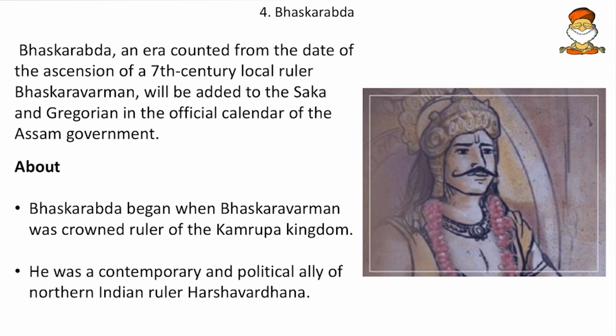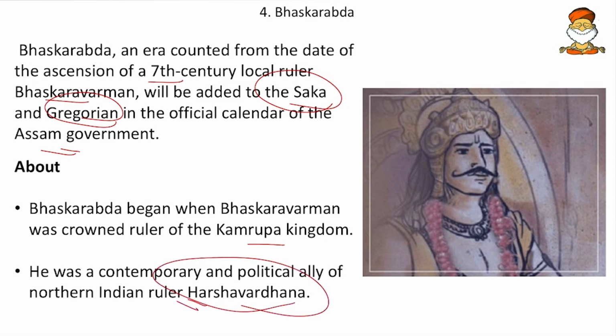Then Bhaskarabda. Bhaskarabda was an era counted from the date of the ascension of 7th century local ruler Bhaskar Varman. And this era will be added to the Saka and Gregorian calendars. So friends, now it is already present in the Assamese calendar, and this era is again added to the Saka and Gregorian calendar now. And more about Bhaskarabda. So that began when Bhaskar Varman was crowned as the ruler of Kamrupa kingdom, and he was a contemporary and the political ally of Harshavardhana. So here remember the contemporary ones, and also the Varman word. So that will arise only in Kerala, Tamil Nadu, or in the Assam West Bengal region.